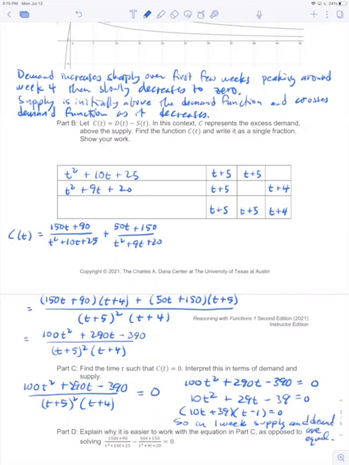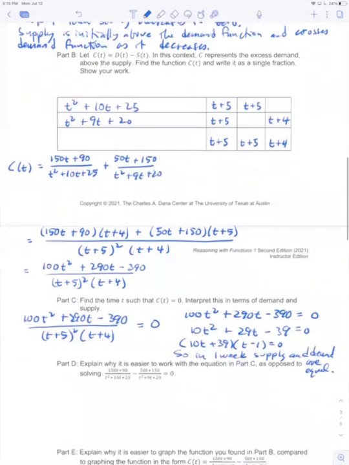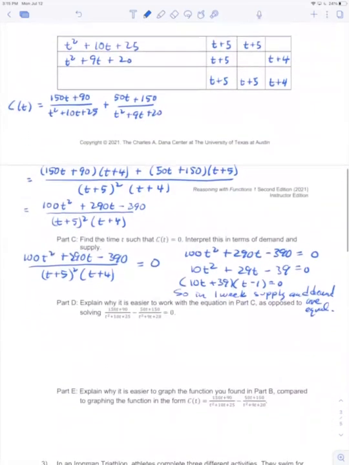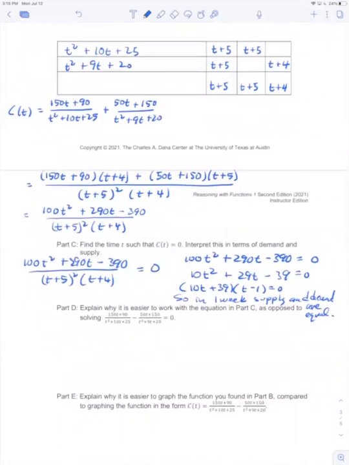Part D, let me just scroll up a bit here. There we go. Part D, explain why it's easier to work with the equation in part C as opposed to solving the two fractions there. Well, the equation in part C involved only one fraction, so it's fairly straightforward to set the fraction equal to 0 and solve the equation. The more complicated expression is more complicated to solve, and it just takes some work to cross multiply and so forth.